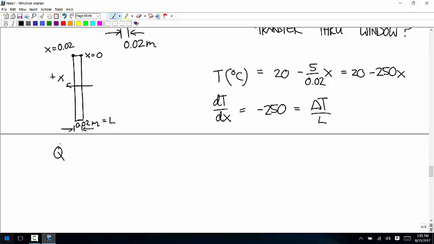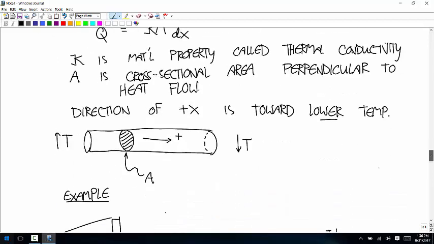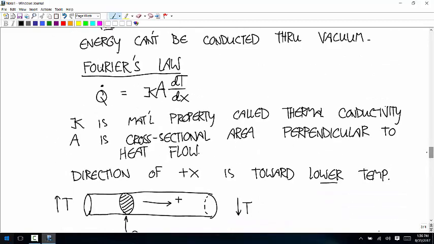And so now the rate of heat transfer is... I skipped that negative sign. That's why I'm confused. Fourier's law needs a negative sign here. Go back and change that. That's important.